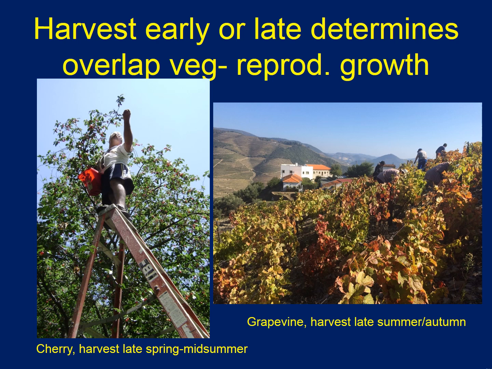The overlap between vegetative and reproductive growth depends also on the date of harvest. For instance, cherries are harvested in late spring to midsummer, so they have a rather early harvest, and after that we will have only vegetative growth. In the case of grapevines, we will harvest much later, almost in the autumn, so we will have a lot of overlap between vegetative and reproductive growth.